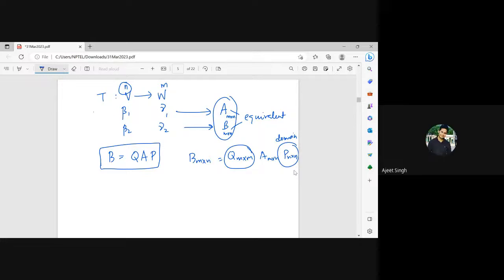Is that clear? Yes, ma'am. And Q is m cross m from the codomain. Can you please repeat it once again, please? Yeah. So if I have two matrices that are equivalent, I know they come from the same linear transformation, right? That's the theory of equivalent matrices, right? Okay. They come from the same linear transformation. So if they come from the same linear transformation, then I can write down the matrices using the same linear transformation, right?